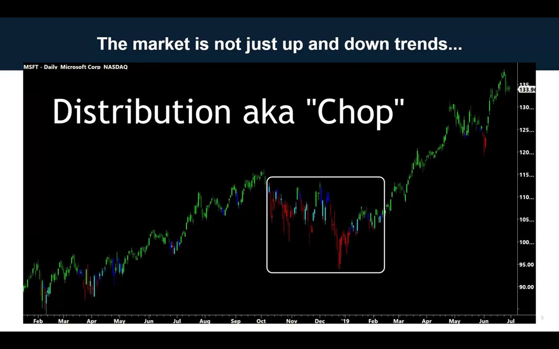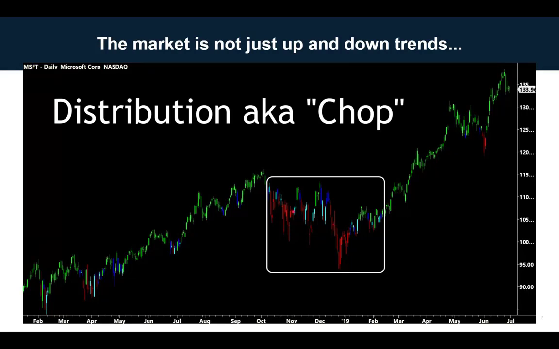So that is going to be distribution or chop. And again, you want to pay attention to when the candles go blue and then go to red in an uptrend. By the way, in a downtrend, they would be consistently red, go to blue, then maybe to green. So it actually starts to reverse the candle colors. All right. So that is distribution.